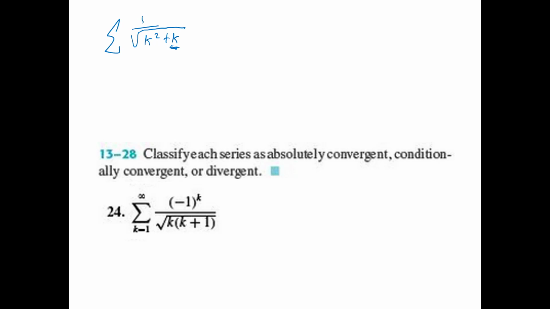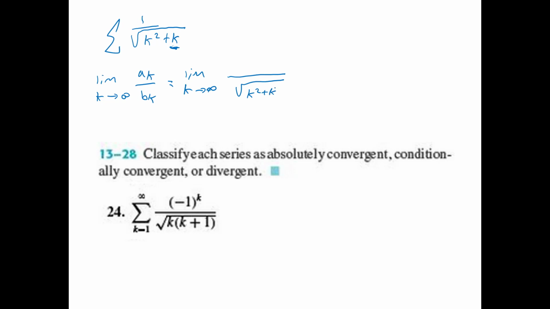I don't want to use the basic comparison test to show that this series diverges. I don't want to use the integral test. We're going to use the limit comparison test because of the complicated nature of this series. And so we're going to compare this with 1 over k. So then again, for the limit comparison test, you're going to take the limit as k goes off to infinity of a sub k divided by b sub k. And this will be the limit as k goes off to infinity of a sub k, the original one, square root of k squared plus k.